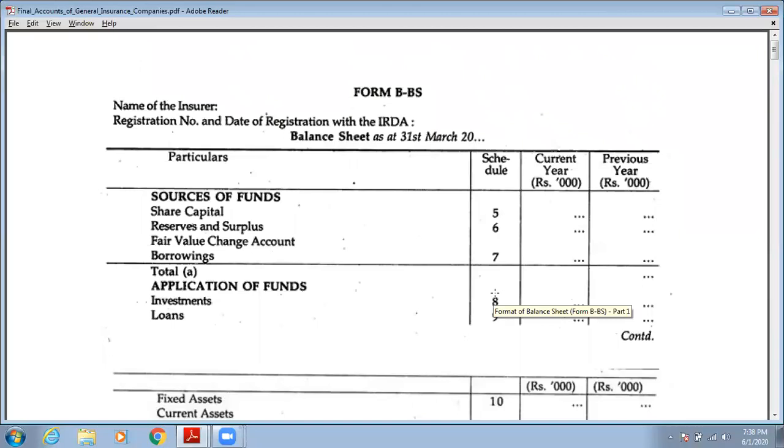Okay. So that's all for today's lecture. In the next lecture, we will discuss the format of accounts for the life insurance company.